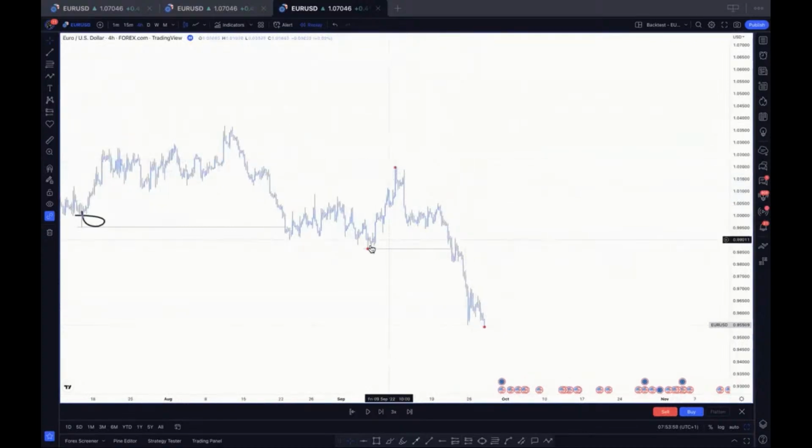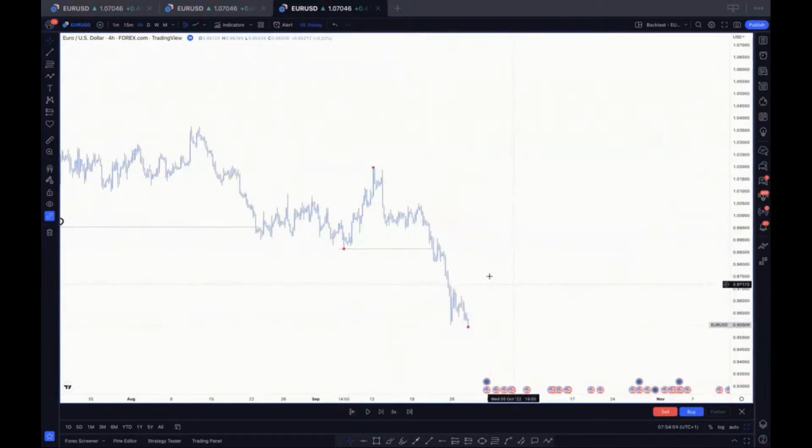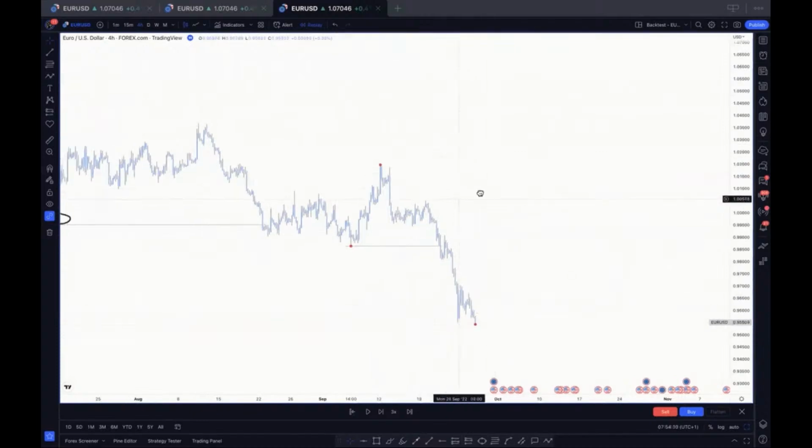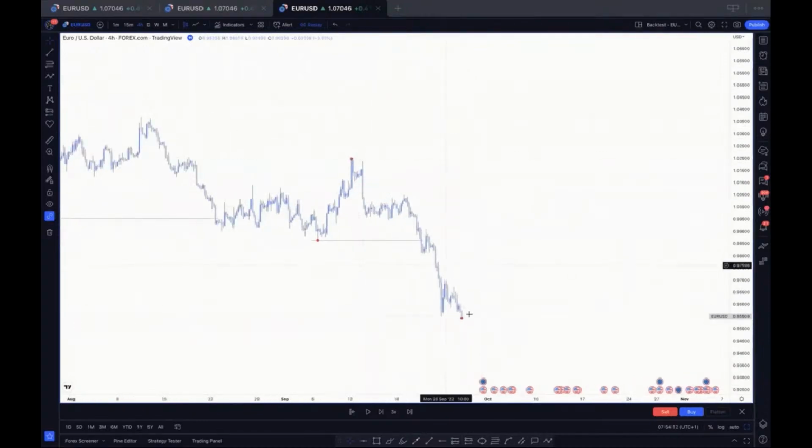So we have the swing high here, we have the previous low here, and we now have our new low here. Now, everything between this swing high and this low is called internal structure, right? Anything that's happening between this point and this point is called internal structure.